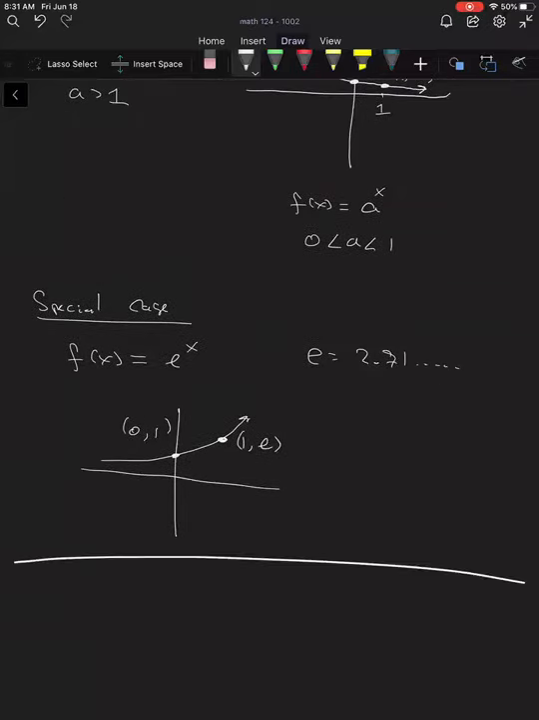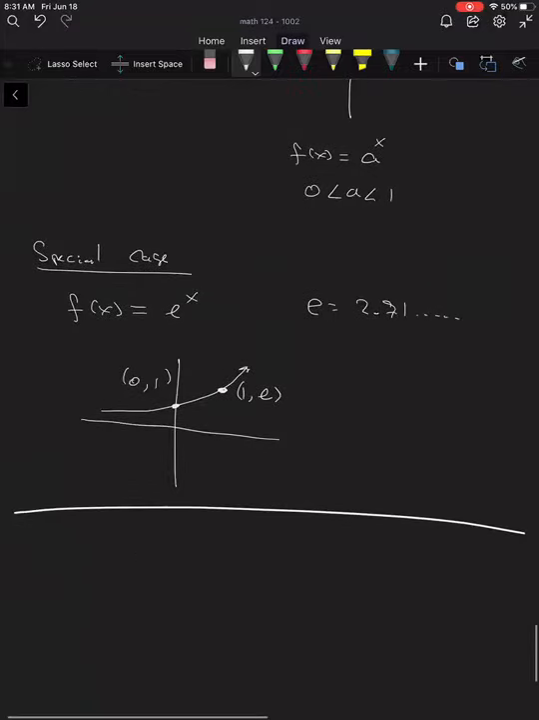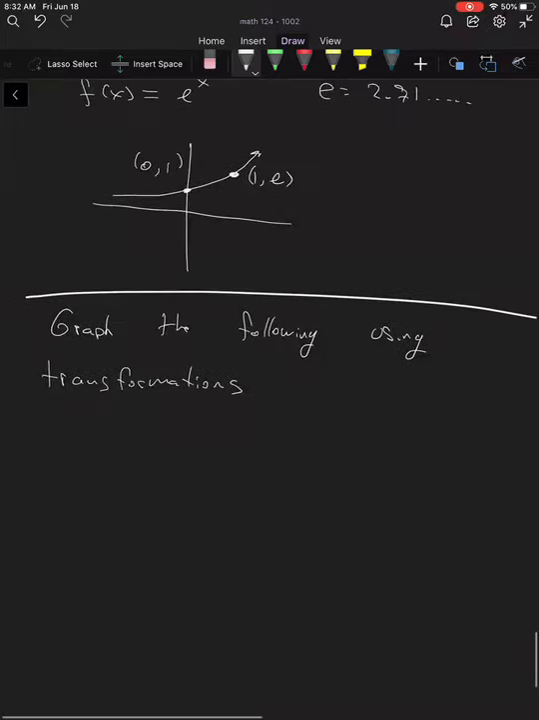All that's really important from this section is just knowing what the general shape of these graphs look like. So for example, let's say we're going to graph the following using transformations. So this one will be 34.